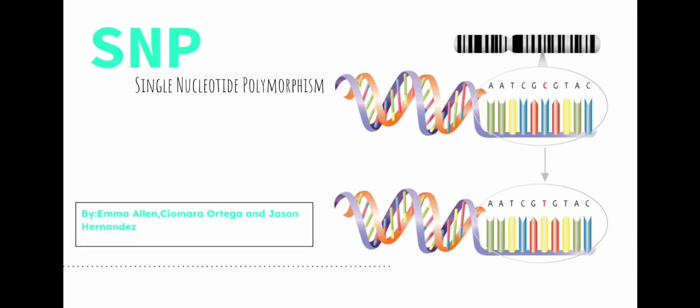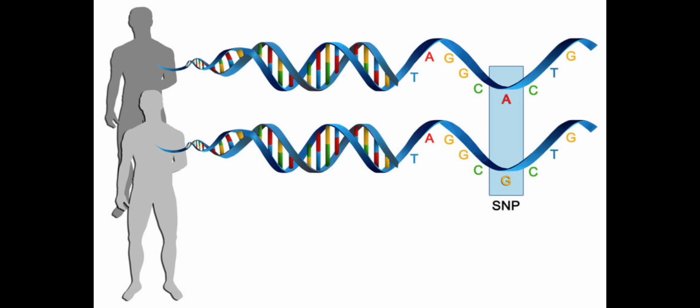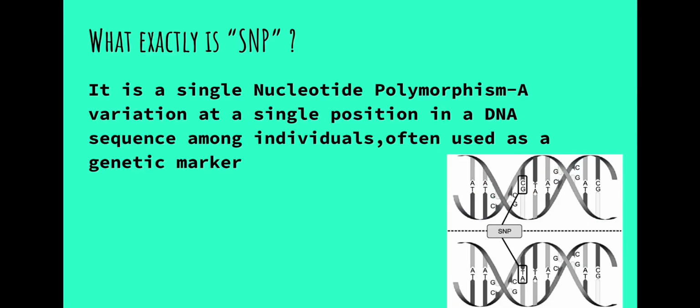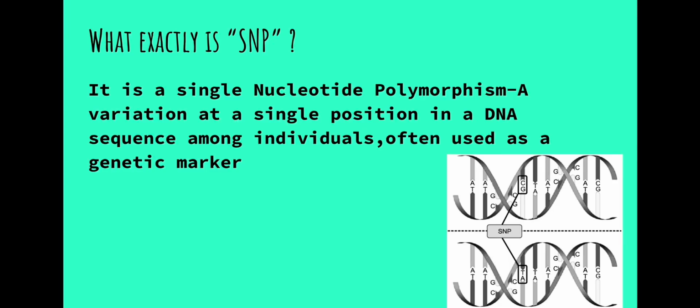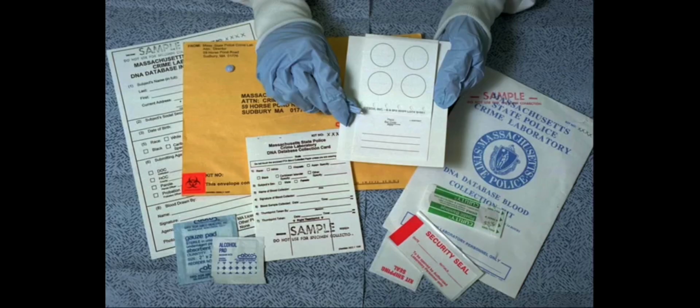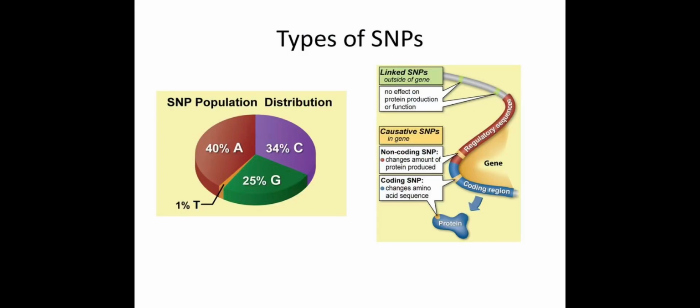Hi everyone. Today we're going to talk about single nucleotide polymorphisms, or SNPs for short. SNPs are the variation in a person's DNA base, like A, T, C, or G, at a specific location in the DNA sequence.